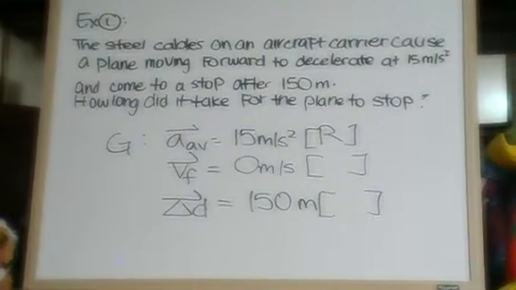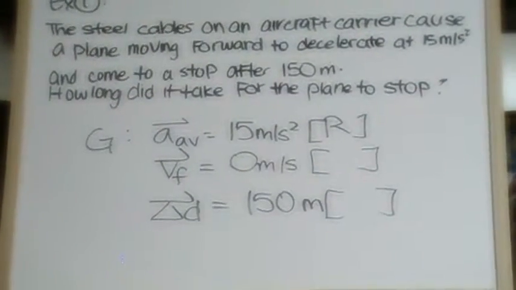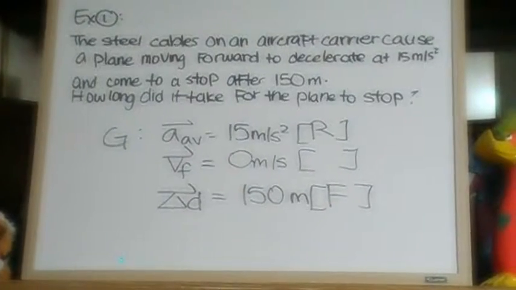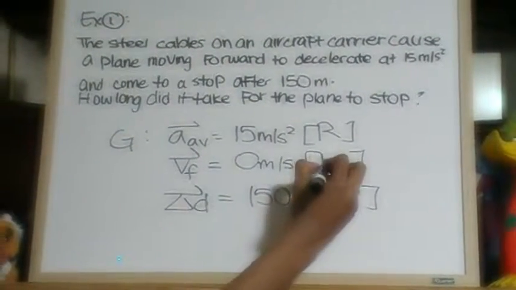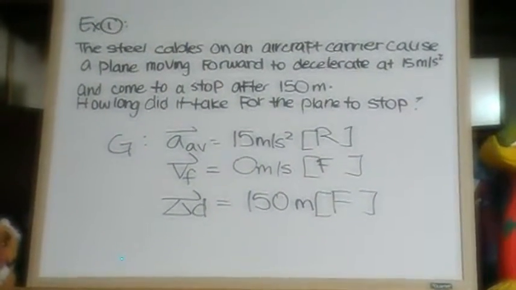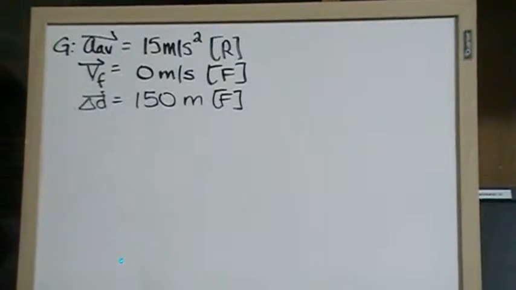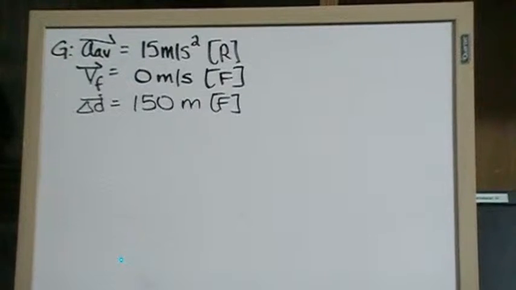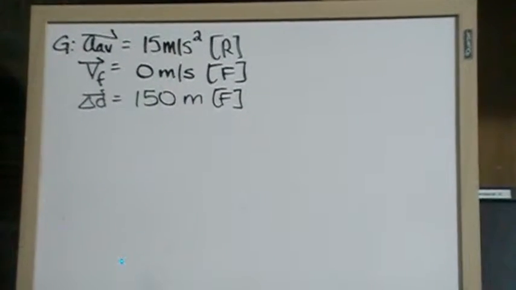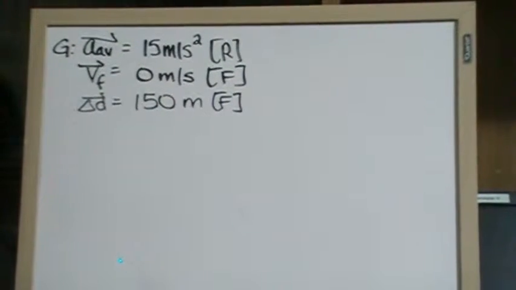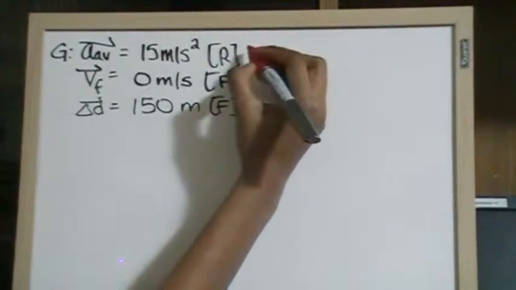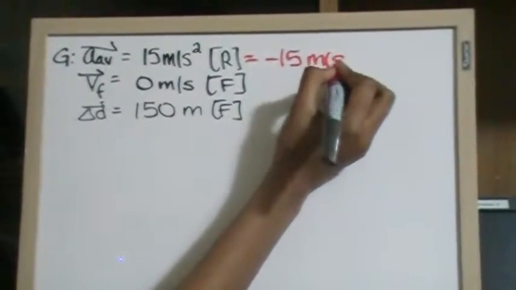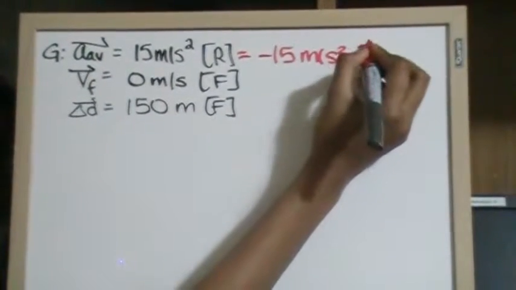Now, since the plane was initially moving forward, we know that the displacement must be in the forward direction. And we also know that our final velocity must be in the forward direction. So as you can see here, I've simply rewritten what we were given in the problem. For the purpose of keeping things consistent, we're going to try and maintain the same direction throughout. So we're going to rewrite acceleration as negative 15 meters per second squared in the forward direction.